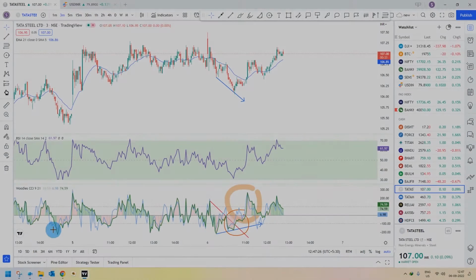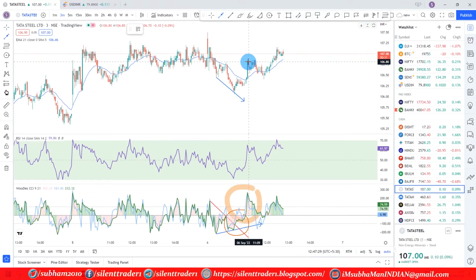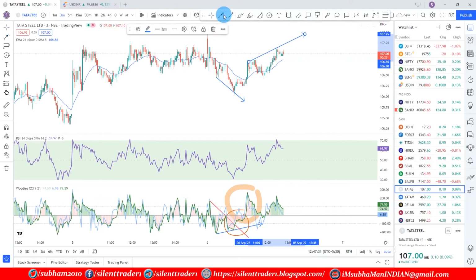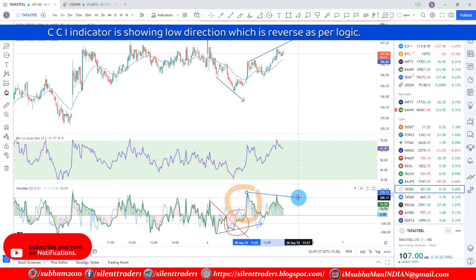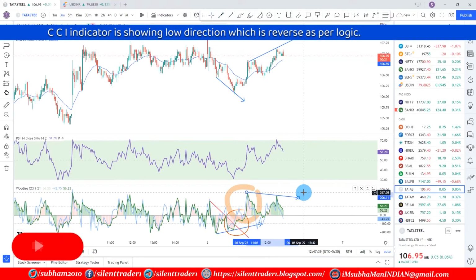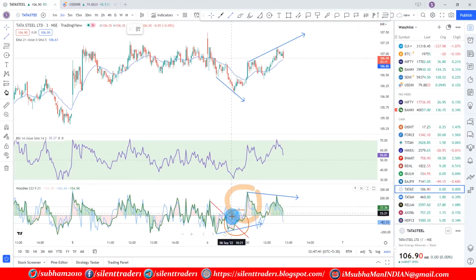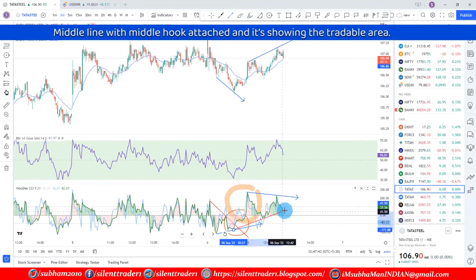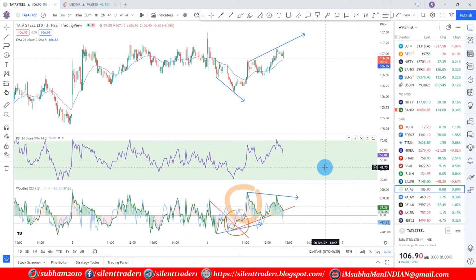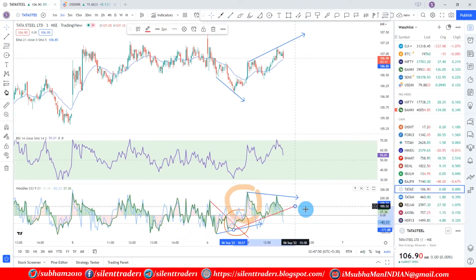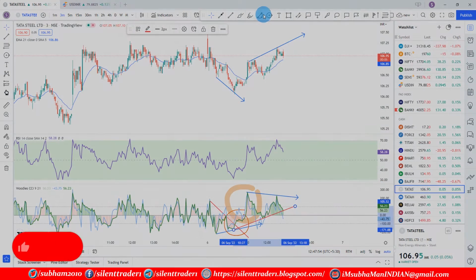How can you ignore some wrong trades? Look at the chart and its candle direction, which is uptrend. The CCI indicator is showing a low direction, which is reverse as per logic. The middle line with the middle hook attached is showing the tradable area. Is it good for trade, or are the rules and tricks accurate?